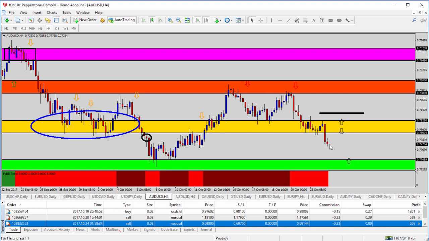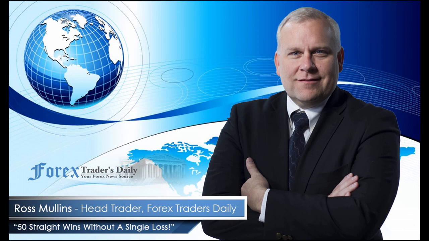Now it hasn't closed yet, the current candle, little tiny candle. So that's what I'm waiting for, waiting for that candle to close, and then maybe a little bit of a rally back to 78 to give us a lower risk, higher reward, and then the short down to 77.45 for the Australian dollar today. From Forex Traders Daily, this has been your daily analysis with Ross Mullins.